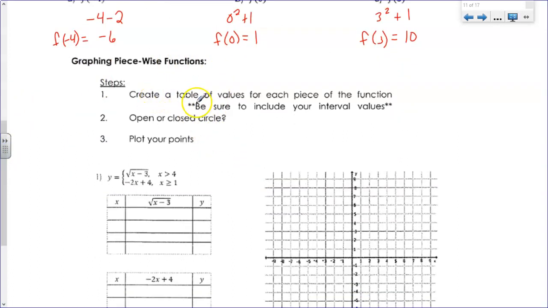So first of all, you're going to create a table of values for each piece of the function. Be sure to include your interval values. Then you're going to ask yourself, is it an open or closed circle? Remember, if it's greater than or less than but not equal to, it's open. If it's greater than or equal to, less than or equal to, it's closed. So don't forget that. And then you're going to plot your points.